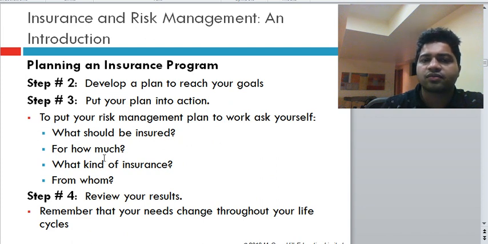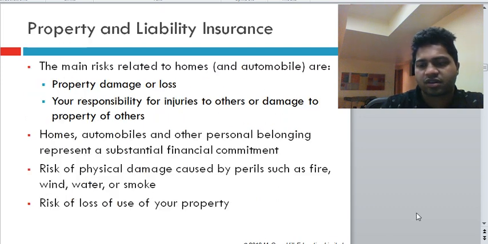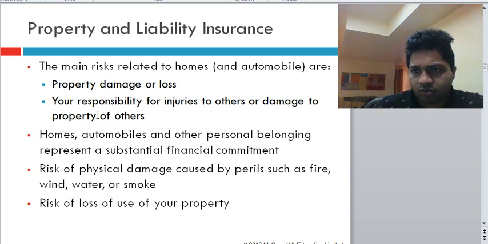So what should be insured, for how much, what kind of insurance, and where to buy it, and review your results. First is property and liability insurance. The main risks related to your home and automobiles are property damage or loss, and your responsibility for injuries to others or damage to the property of others. There are two kinds of loss you suffer when you have a house or an automobile. One is loss to your own self. If there is a fire, your house gets burned, or you meet with an accident, that is loss to your own car or your own house.